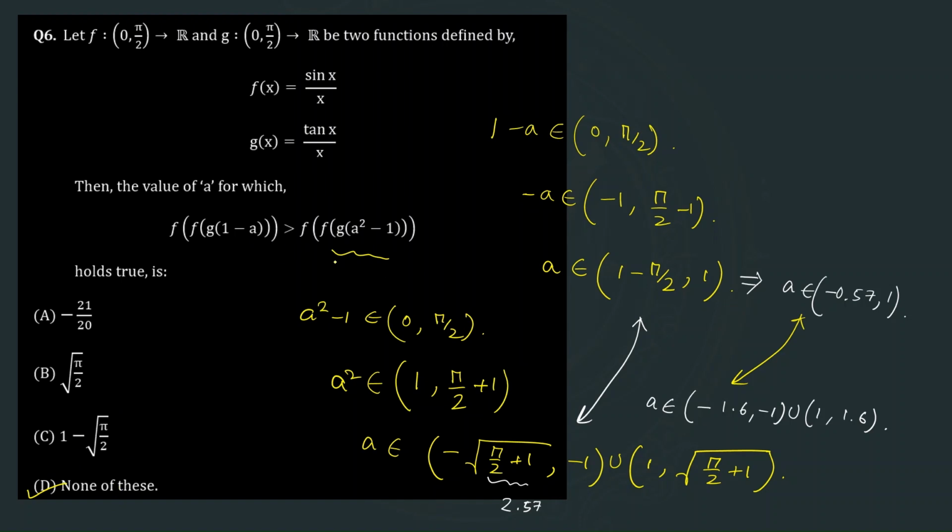So whenever you are given a question on increasing and decreasing nature of a function, always keep in mind that the domain of each of the functions has to be satisfied. Otherwise, the given inequality will not be possible for any value of the unknown, let's say a in this case. Okay. So this thing you have to keep in mind. Let's proceed with the next question.